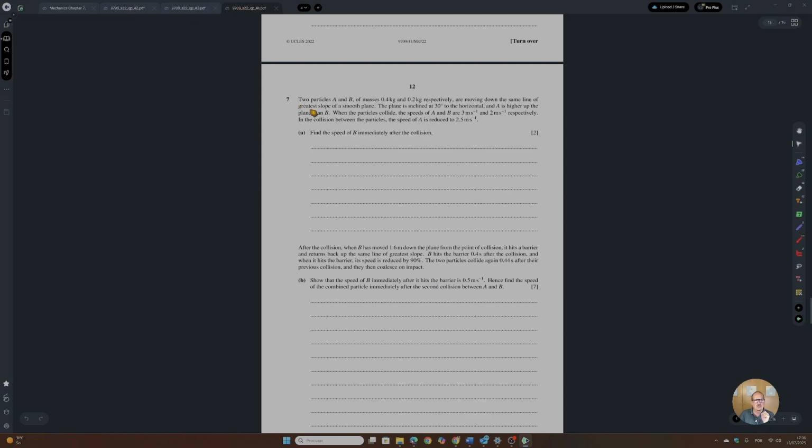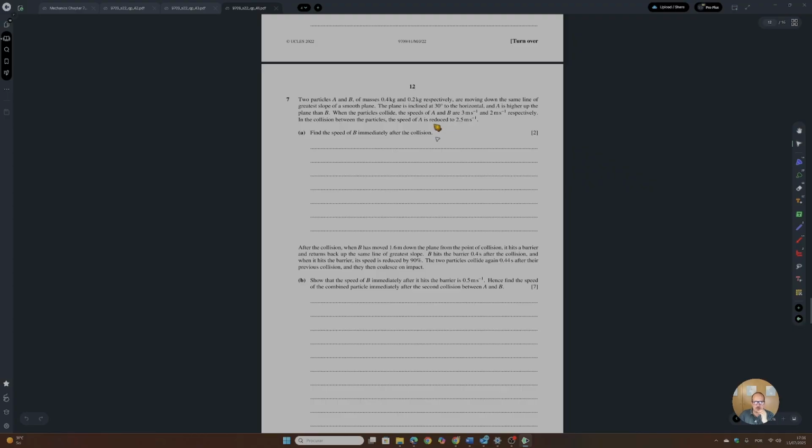So question 7. Two particles A and B of masses 0.4 kilograms and 0.2 kilograms, respectively, are moving down the same line of greatest slope of a smooth plane. The plane is inclined at 30 degrees to the horizontal, and A is higher up the plane than B. When the particles collide, the speeds of A and B are 3 meters per second and 2 meters per second, respectively. In a collision between the particles, the speed of A is reduced to 2.5 meters per second. Find the speed of B immediately after the collision.